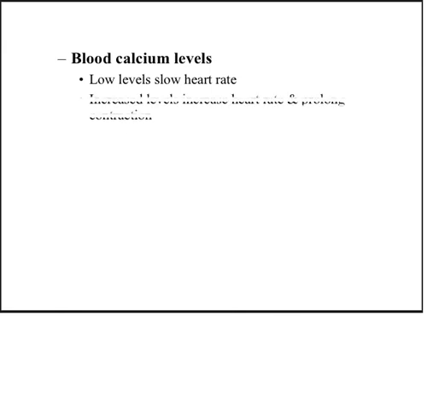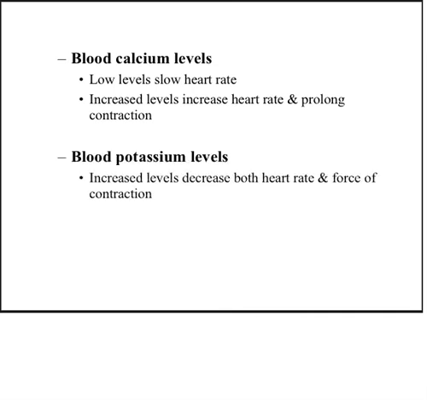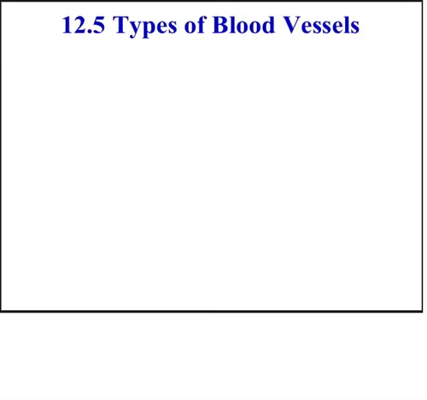Okay, what about the effect of ion levels in the blood? Well, calcium and potassium are two that we have to consider. Blood calcium levels are critical. Low levels will tend to slow the heart rate, while high levels tend to increase the heart rate and prolong the force of contraction. And for blood potassium, increased levels decrease both the heart rate and the force of contraction, while low levels can cause abnormal heart rhythms. This is one of the reasons why it's critically important for the body to maintain the levels of these ions within homeostatic limits. If they get too high or too low, you're going to adversely affect heart rhythm, and this could have a major impact on your health.